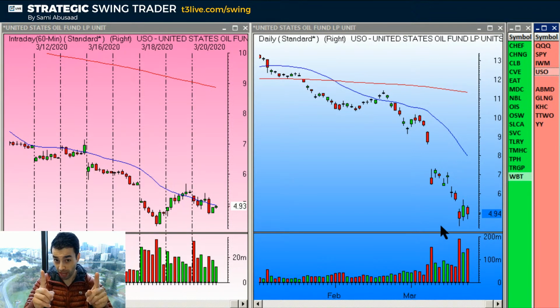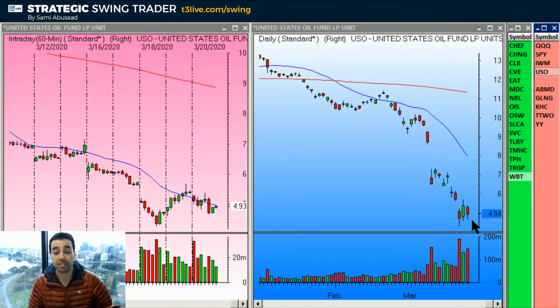So I taught you 2 ways to pick the bottom. Multiple bars in a row on the daily chart, or transition on the hourly chart. But even though we don't have that on USO, you can still find things that are oil stocks that are unique, that look better than USO, because USO is extended to the downside.